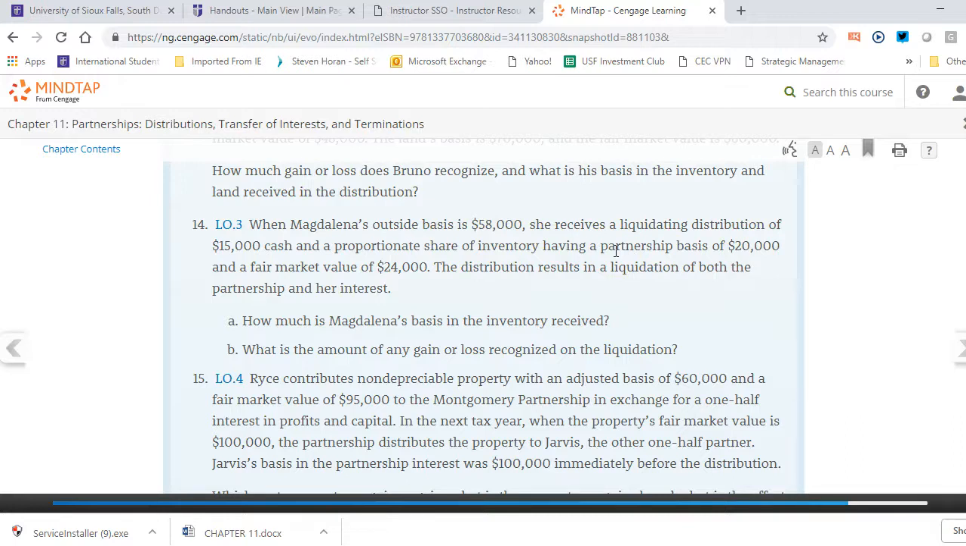So the basis of inventory is a carryover basis of 20, which reduces her remaining basis in the partnership interest to 23,000. Basically the original 58,000. Okay, so basically her 58 basis minus the cash of 15 minus the 20,000 inventory basis. Okay, so that leaves 38,000. So 58 minus 15 minus 20. I'm sorry, it leaves 23,000.